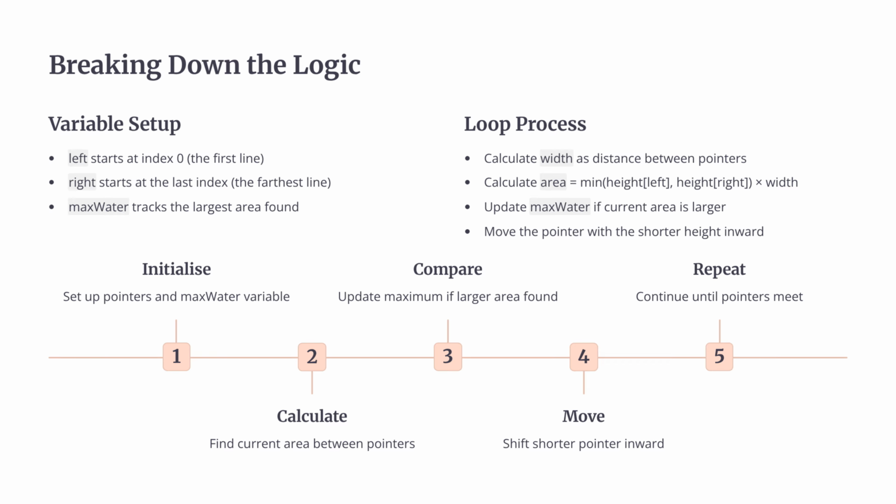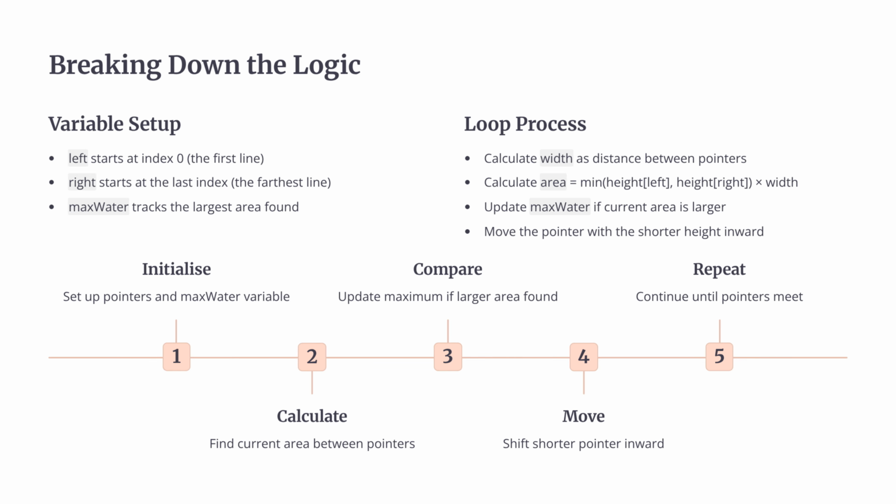Calculate the area. We look at the heights of the two lines. The smaller one limits how much water we can hold. So the area is the smaller height multiplied by that width. Compare and store the maximum. If this new area is bigger than what we found before, we update our maxWater variable.